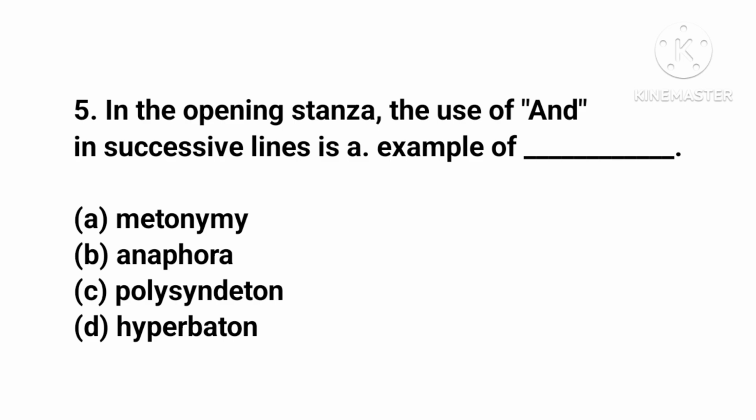Now number 5. In the opening stanza, the use of "and" in successive lines is an example of dash. Option A, metonymy. Option B, anaphora. Option C, polysyndeton. Or option D, hyperbaton.